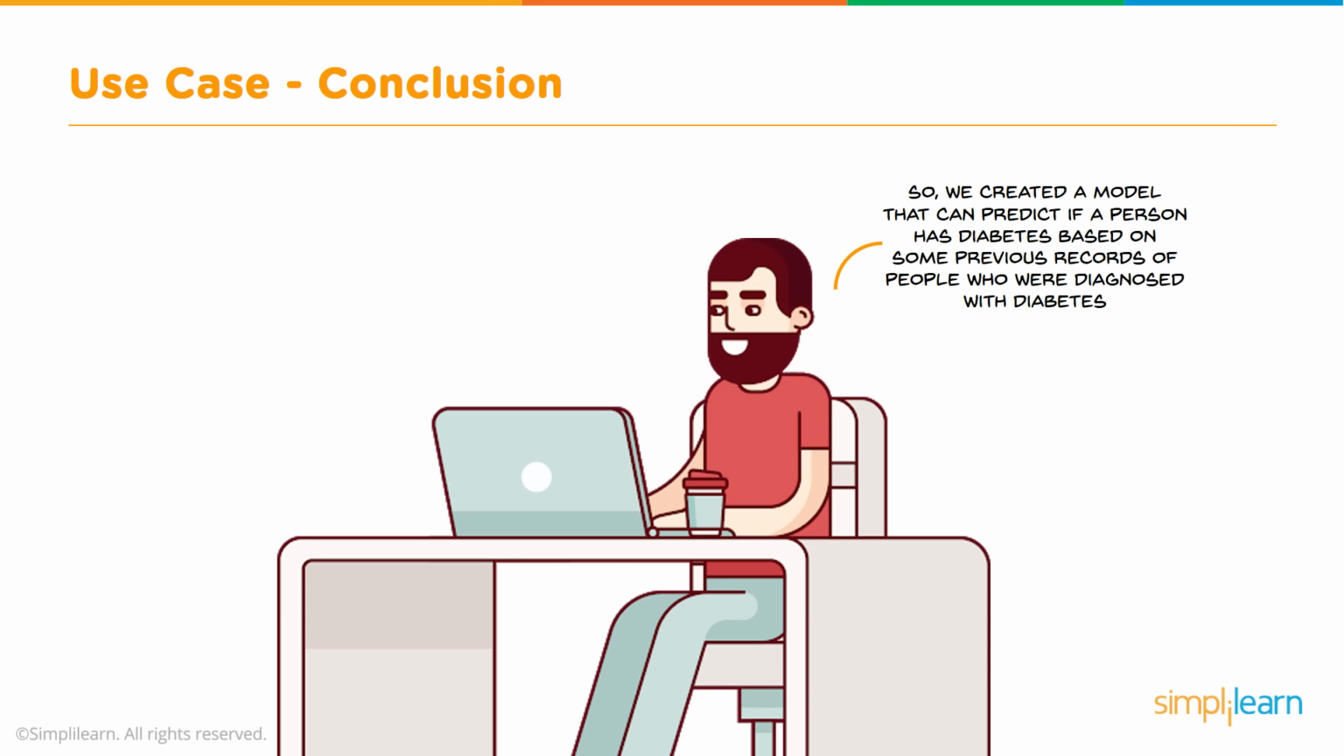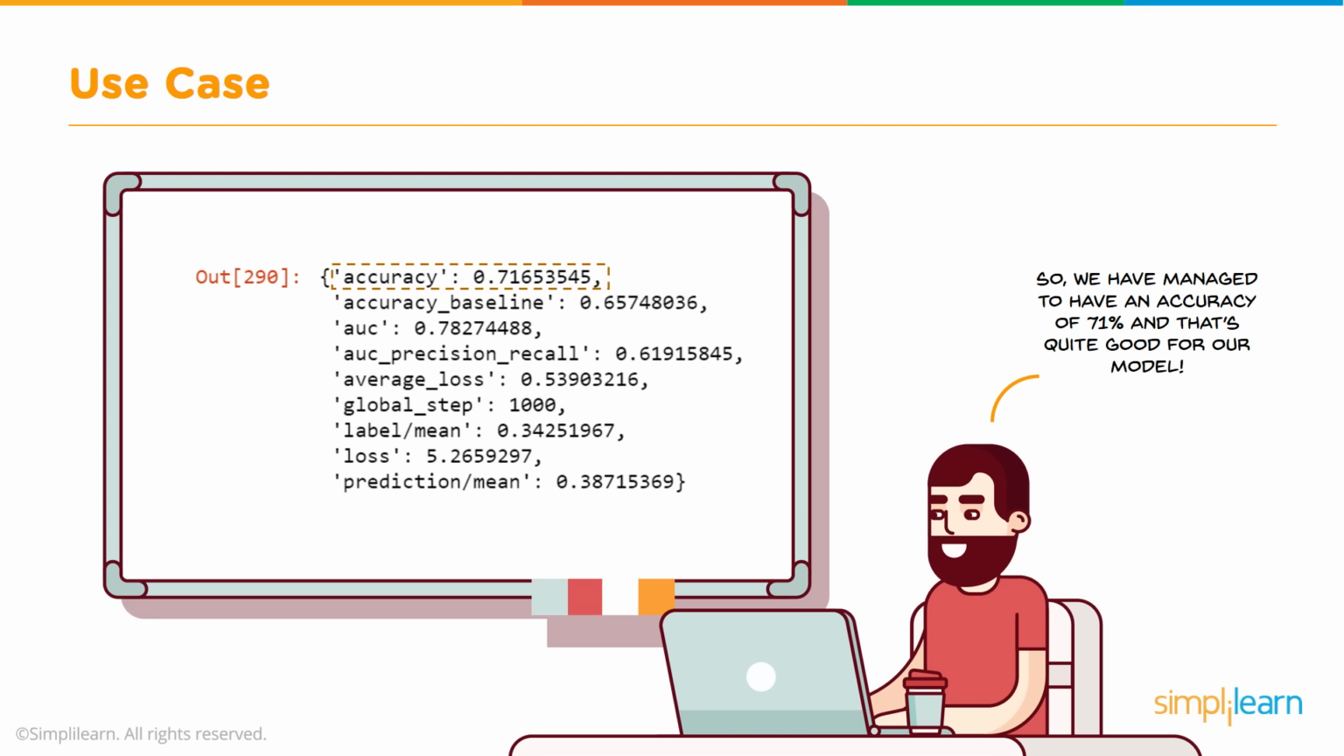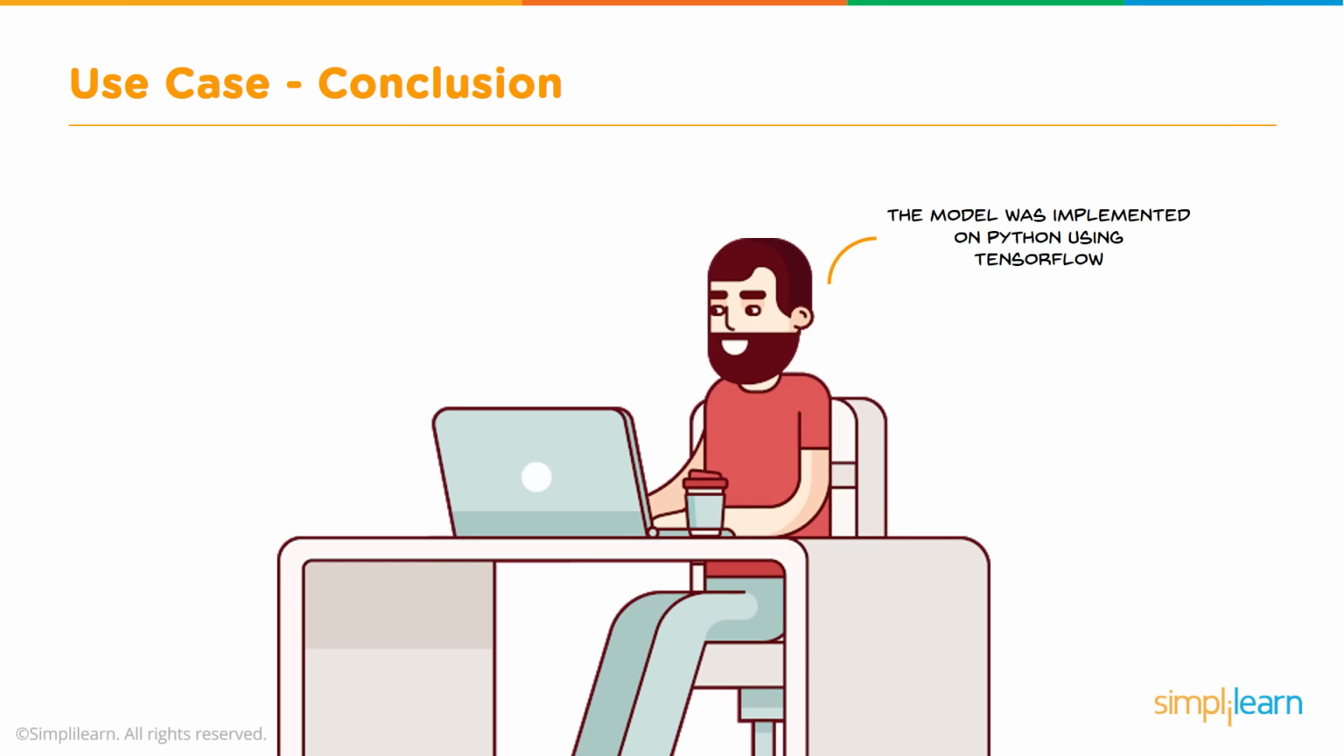So we created a model that can predict if a person has diabetes based on some previous records of people who were diagnosed with diabetes. And we managed to have an accuracy of 71%, which is quite good. The model was implemented in Python using TensorFlow. Again, pat yourself on the back, because TensorFlow is one of the more complicated scripts out there, but it's also one of the more diverse and useful ones.